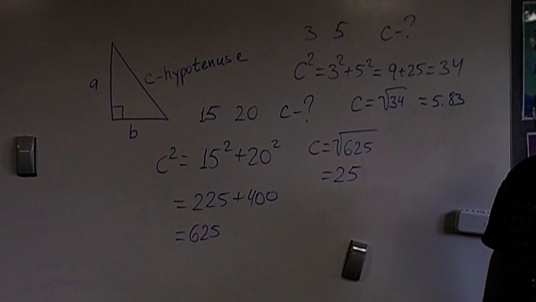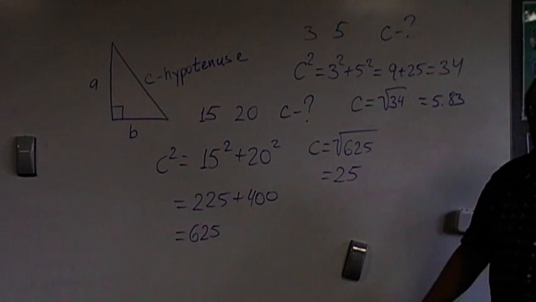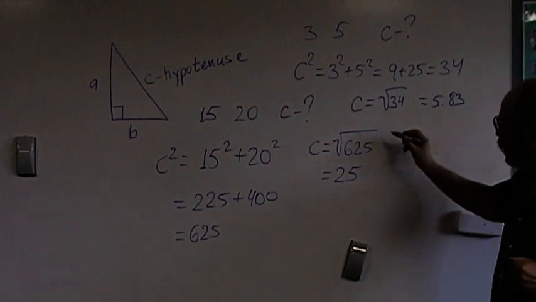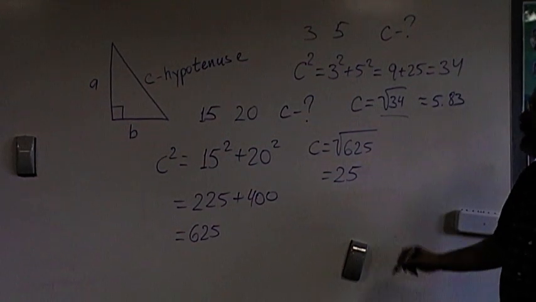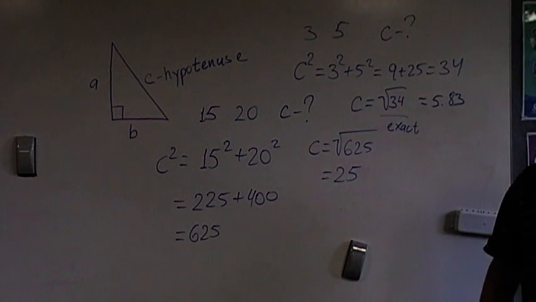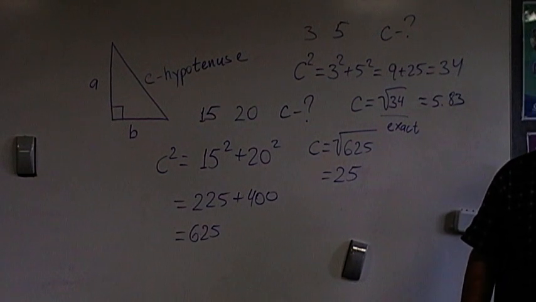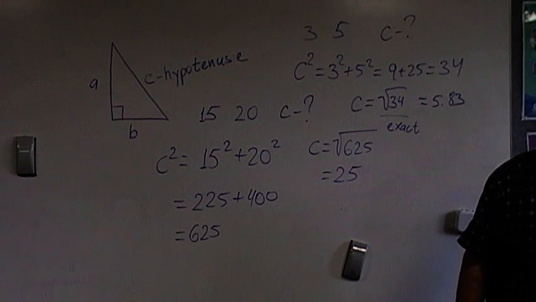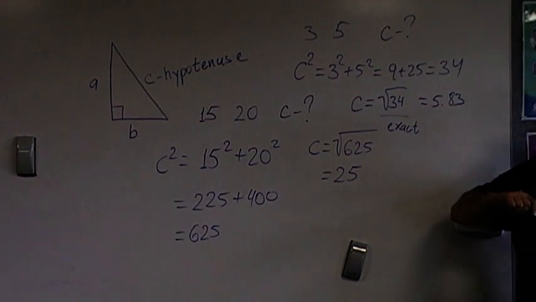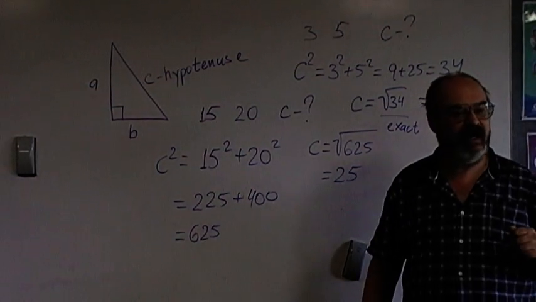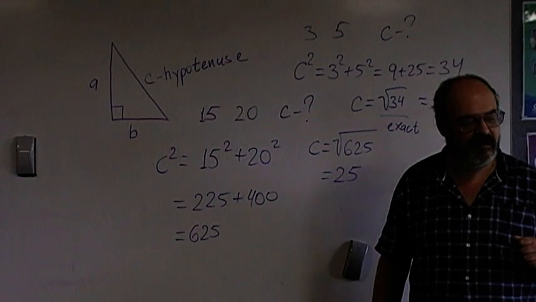If the question asks to find the hypotenuse, we give the exact value. You leave it as a square root. This is the exact length of the hypotenuse. If the question asks to give your answer correct to 2 decimal places, you put this in your calculator, and that will be the answer 5.83. How do you find a short side?